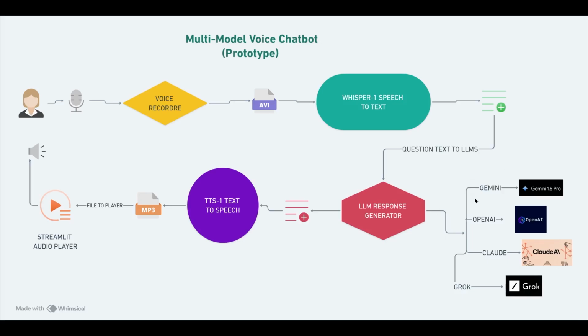And depending on these LLMs' responses, we get text back, and this text we eventually hand over to our text-to-speech model, which is TTS-1 by OpenAI, and this is the one that converts that LLM response into a nice MP3 file, and this is where we also get to choose a male or female voice, etc. And then this file gets handed over to our Streamlit-based audio player, and that's the one that plays the audio, so we hear the LLM response in audio.